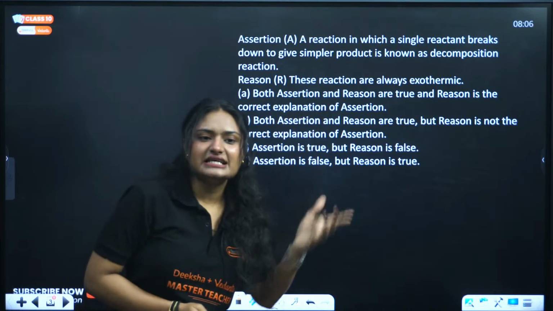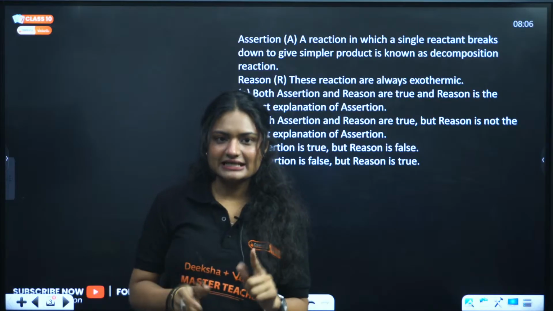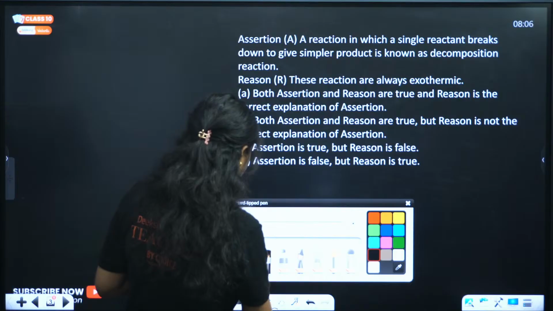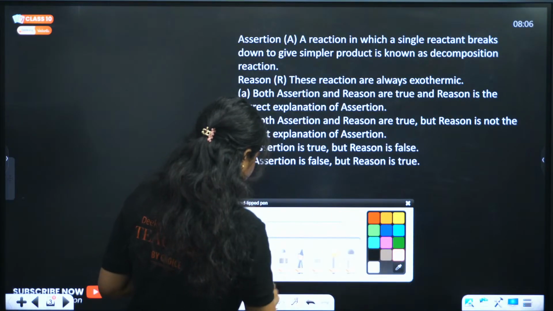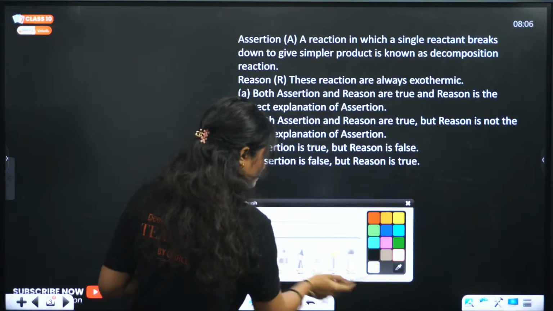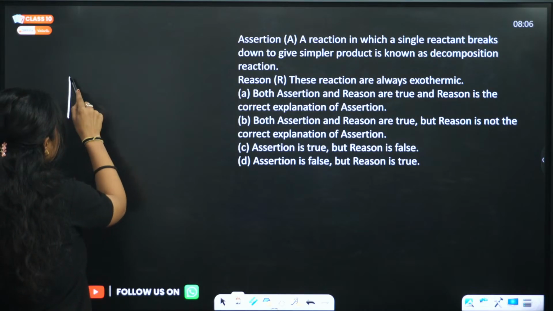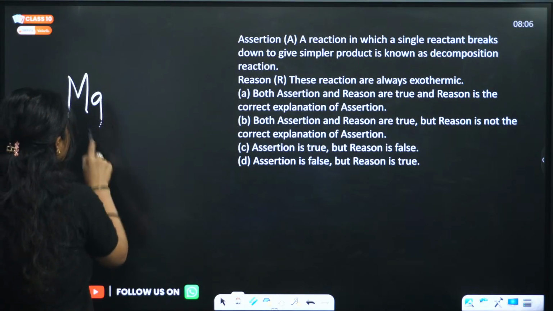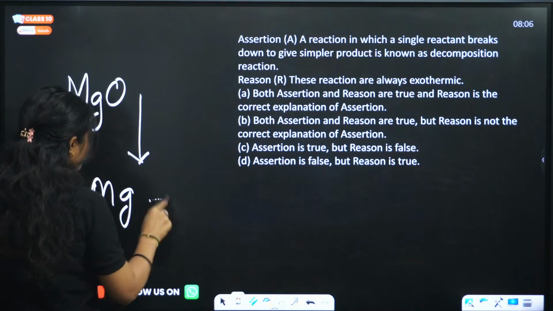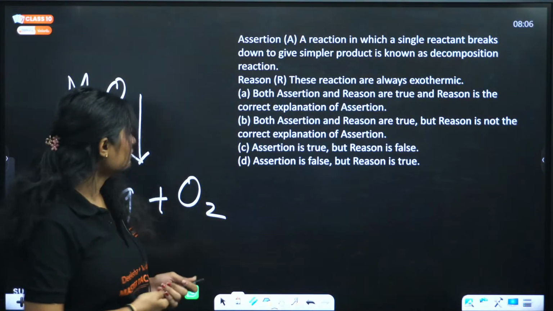But the reason says these reactions are always exothermic. So, firstly, whenever you are trying to decompose, let's say if we have the decomposition of magnesium oxide, what will we be getting? We'll be getting magnesium plus oxygen, right?